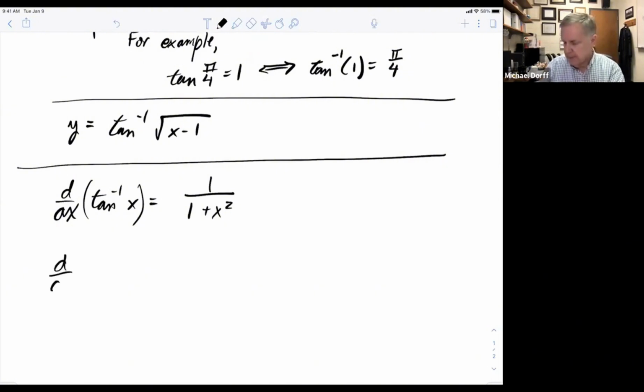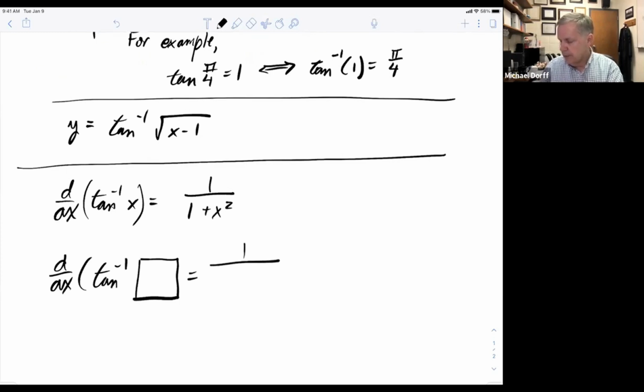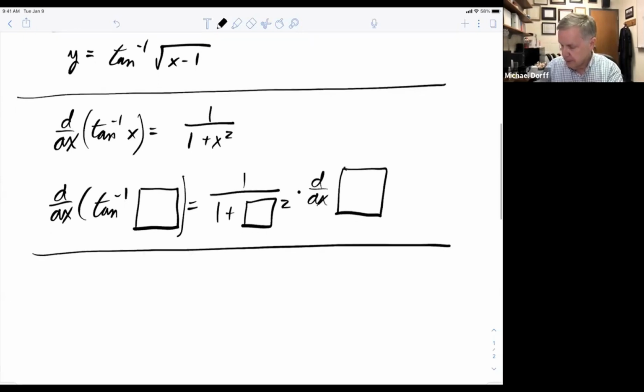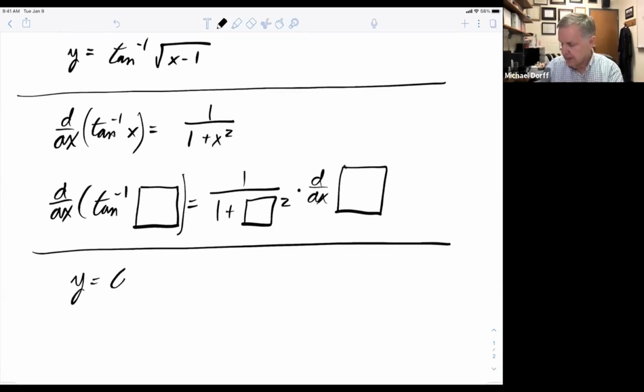All right. But in most cases, we're not going to be dealing with a function so basic as x there. So what if I have something more complicated? What's the inverse tangent of, we're just going to put a box here, what's it going to equal? Well, it's going to equal 1 over 1 plus that box squared times the derivative of that box. By the way, that derivative part of the box at the end is because of the chain rule.